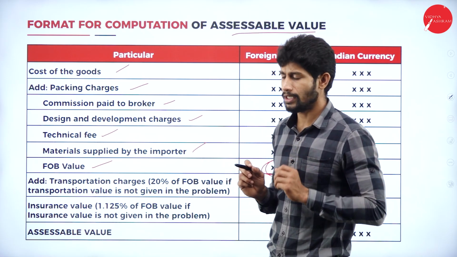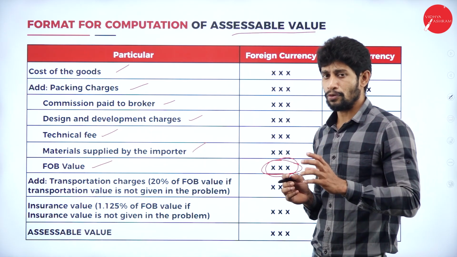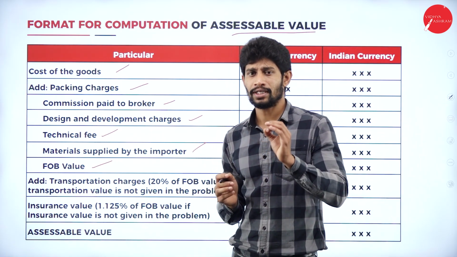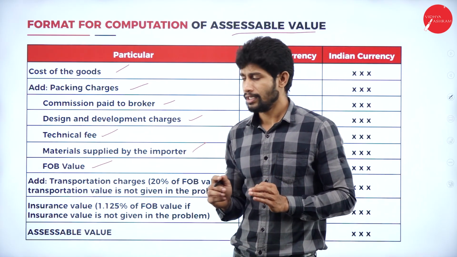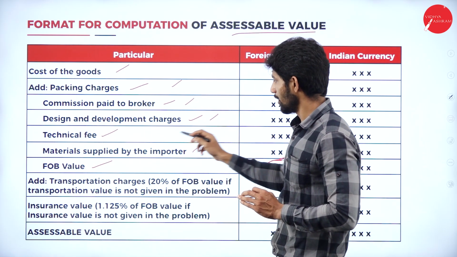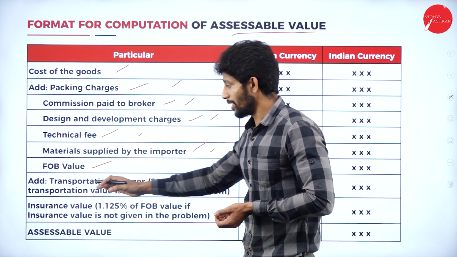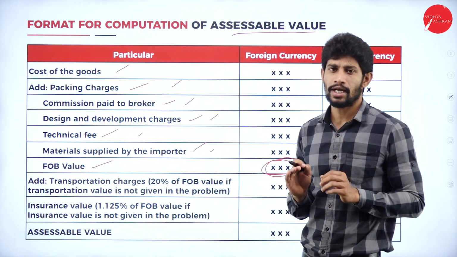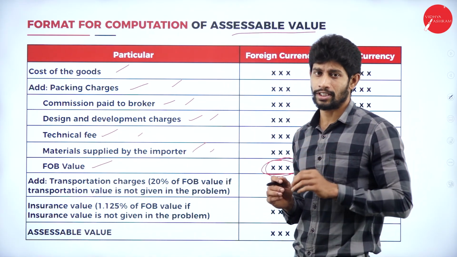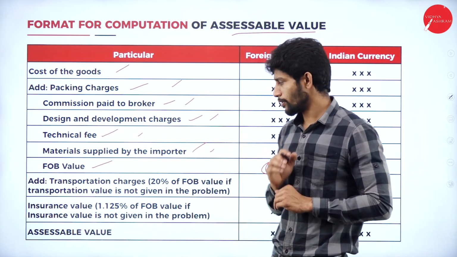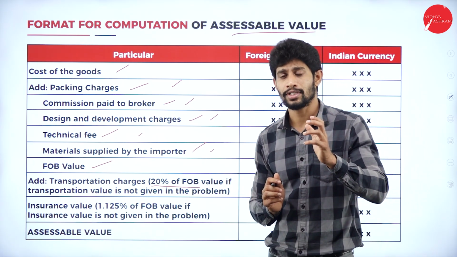For FOB value, we are supposed to add two items. Which are those? The first one is transportation charges. If the transportation charges is not given in the problem, must and should we are supposed to add it. These other expenditures, if not given, need not be worried about, and it is not compulsory to add them. But it is compulsory to add transportation charges as well as insurance value. In case the transportation charges is not given in the problem, what we are supposed to do? We are supposed to take 20% of FOB value as transportation charges.